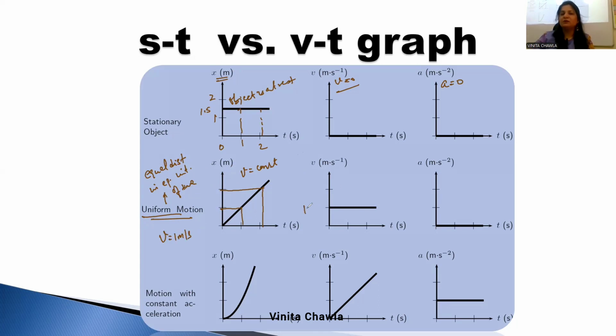So if the velocity is constant, and if we want to draw the same graph in velocity time, then how will we draw? At 1 second, velocity is 1 meter per second. At 2 seconds, velocity is 1 meter per second. So we'll get a line parallel to time axis, because velocity is constant. There is no change in velocity. Delta V is 0. And therefore acceleration is also 0. It is not accelerating, so we cannot draw the AT graph.